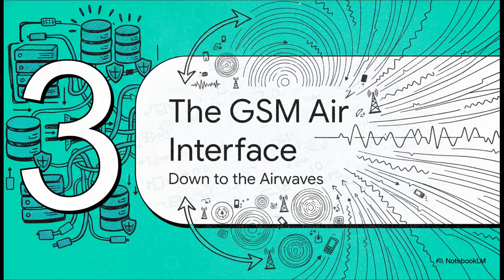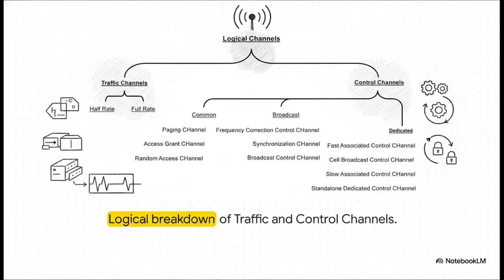All right, Section 3, the GSM air interface, down to the airwaves. So, leaving the macroscopic physical network behind for a minute, let's zoom way in, down to the microscopic logic of the air interface. When a signal is transmitted over the airwaves, it isn't just some chaotic burst of energy. It's highly structured into what we call logical channels.